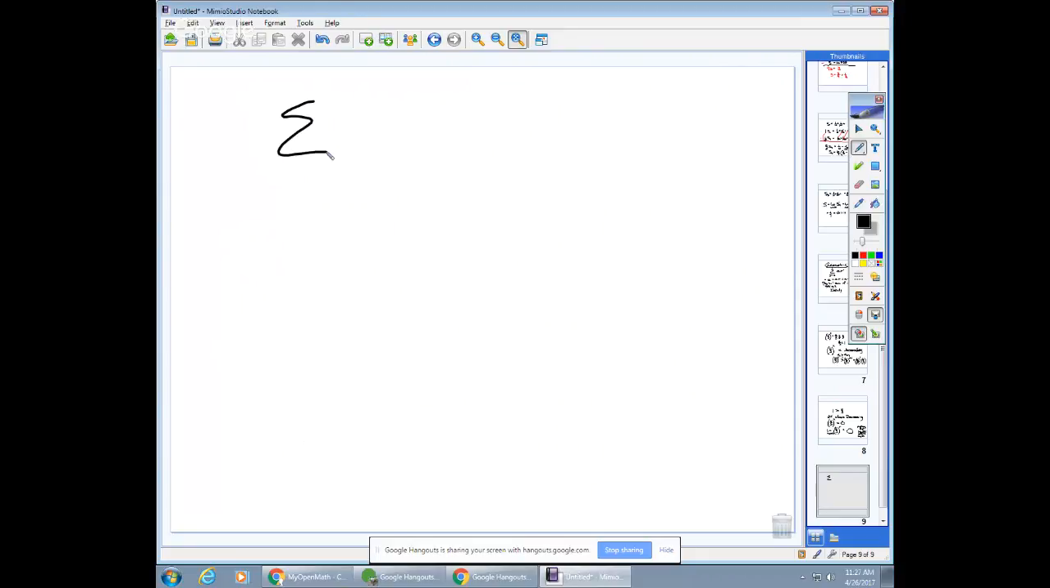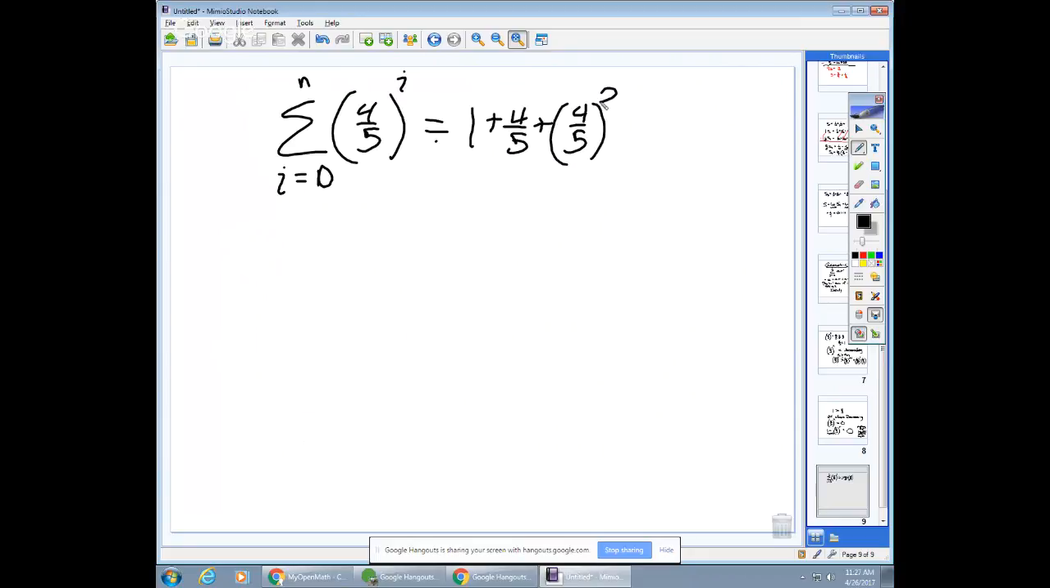Suppose I look at the sum, excuse me, as i goes from 0 to n of 4/5 to the i. That means I'm going to have 1 plus 4/5 plus 4/5 squared all the way up to 4/5 to the n. That's a partial sum. What I'm hoping is I can take the limit as n gets bigger and bigger and bigger and see where this is going. Now we could certainly add some up and take a look. So I could ask Desmos for some help with that.